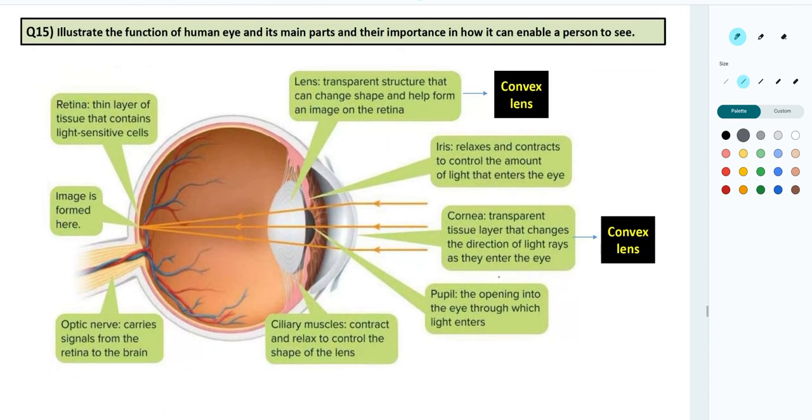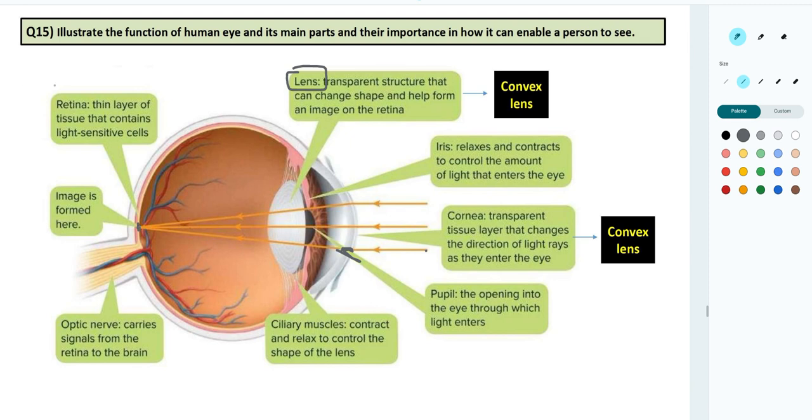So illustrate the functions of the human eye and its main parts. We have two convex lenses in the human eye. One is the cornea. As light passes through the eye, we can see it happening here, and it passes through the cornea. It starts to bend a little bit, so it starts to refract or converge towards the lens. This part of the eye, which is simply called the lens, will cause all of that light to converge onto the retina back here.